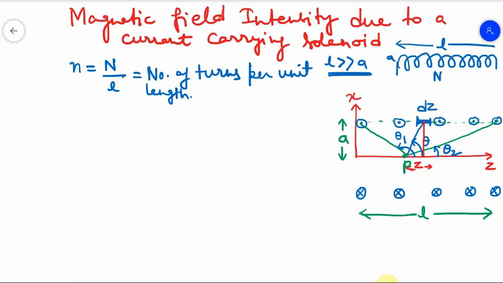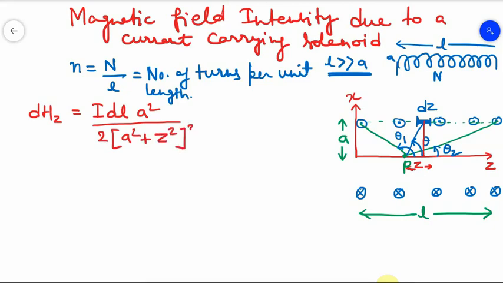Okay, so theta 1 and theta 2 are the angles subtended at P by the two end terms. Now the magnetic field intensity H at P by an element of the solenoid of length dz is given by dHz, and this is equal to I dl a square upon 2 into (a square plus z square) to the power 3 by 2.